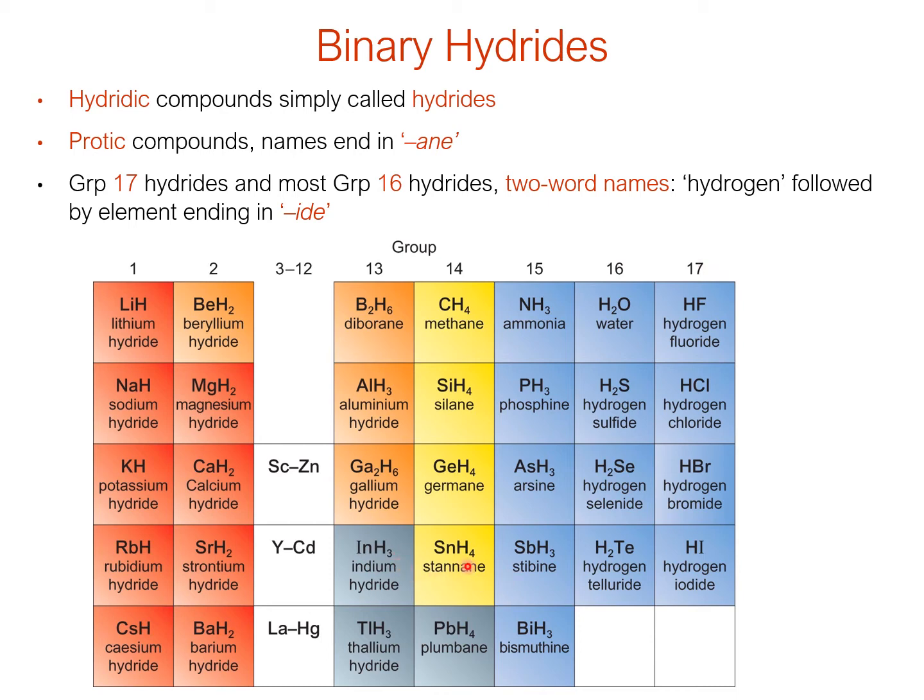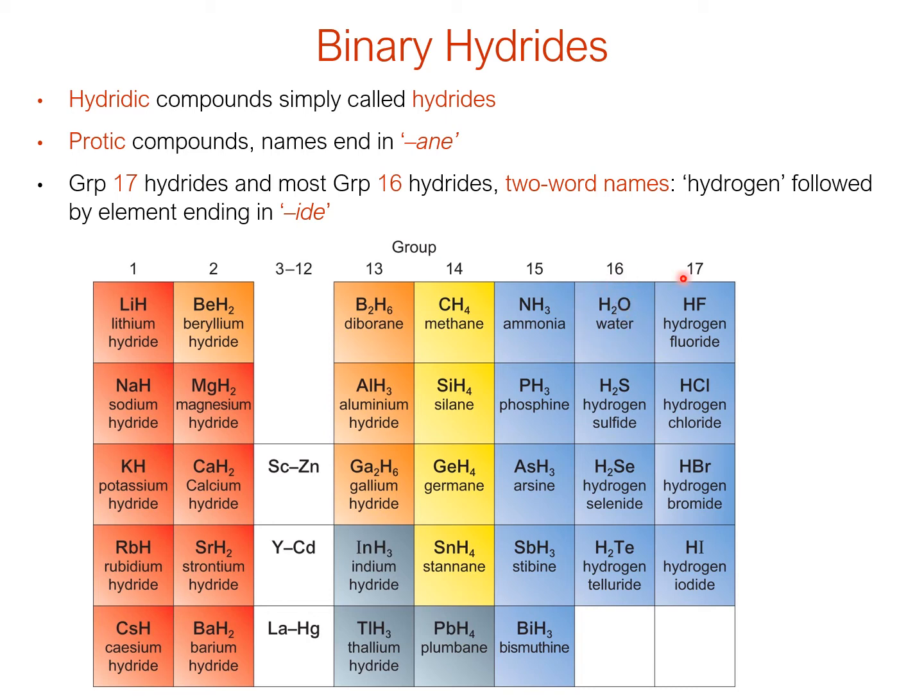In the middle, the naming is a bit less conventional. They end in "ane" for group 14. For group 15, they generally end in "ine", although for ammonia we've got a sort of traditional name. And then also water is a bucking convention.